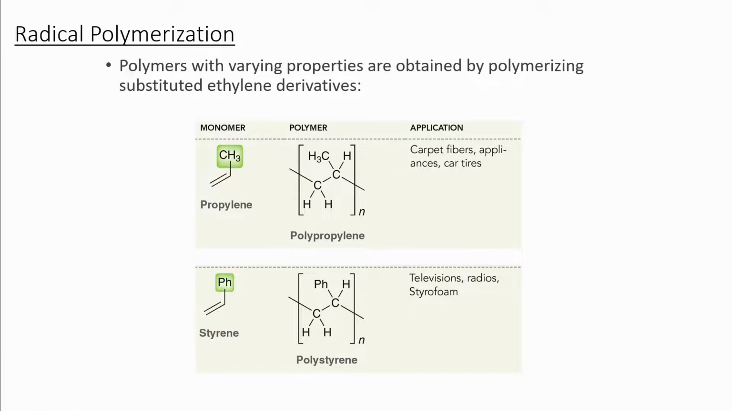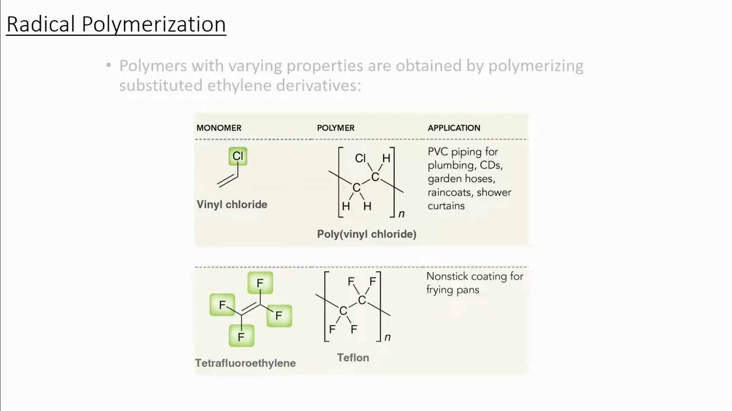Different polymers of different monomers will have structures that result in different properties. These properties can be used for different applications. For example, the polymer of propylene can be used for carpet fibers and car tires. Styrene can be used for television, radios, and styrofoam. Vinyl chloride is used for PVC piping in plumbing, CDs, garden hoses, and raincoats. And then finally, tetrafluoroethylene can be used to make the non-stick coating for frying pans called Teflon.